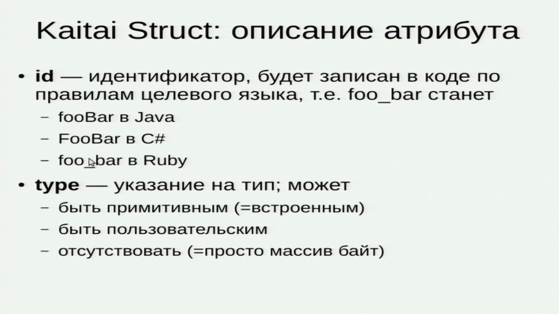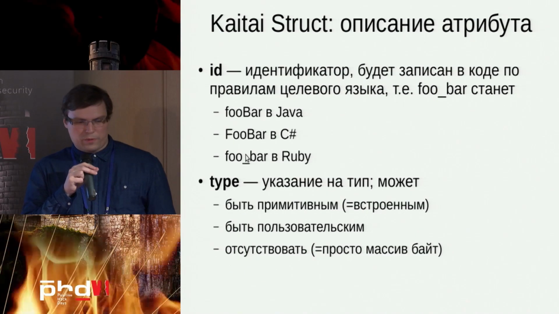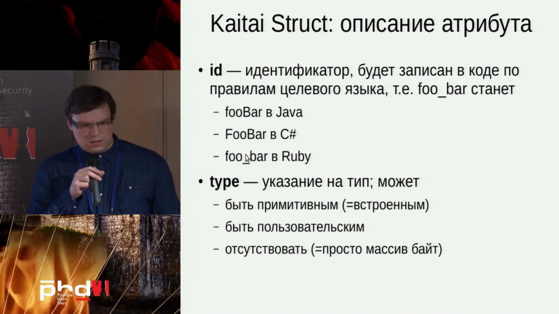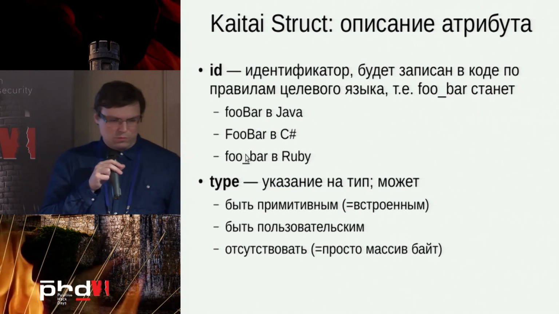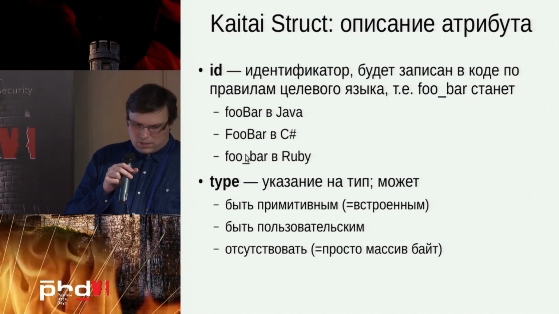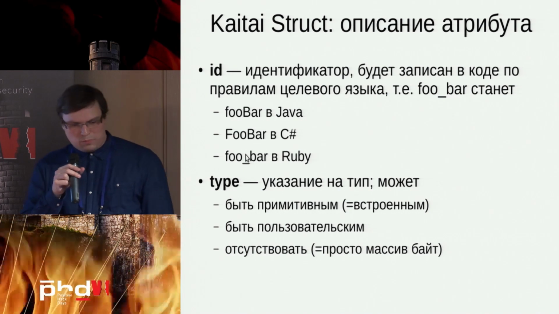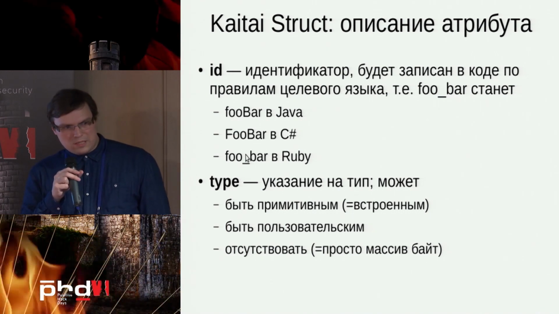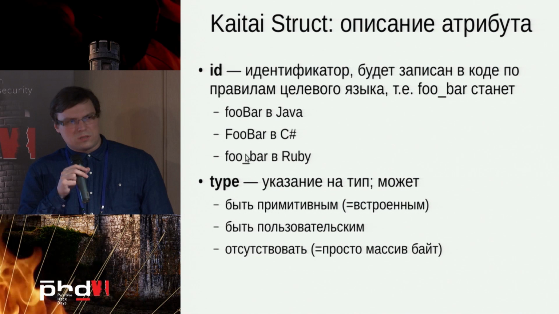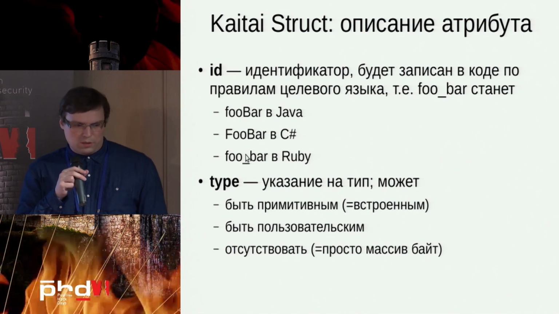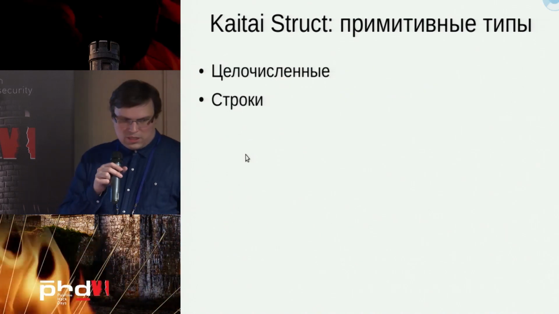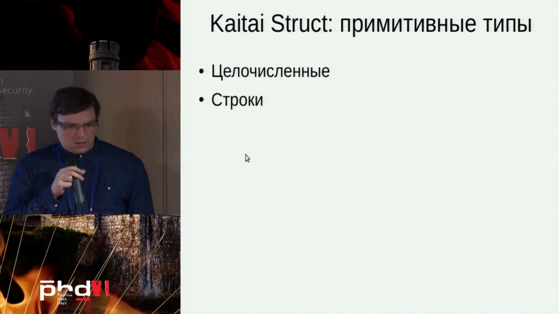We have ID, the identifier that will be written in the code following the rules of the target language so as not to stand out. And examples are shown here of how it's going to be written in Java, C#, and Ruby. And there's type. It's a type indication. It can be primitive, that's embedded. It can be user-defined, or it can be absent. In this case, it'll be considered to be a byte array without any interpretation.